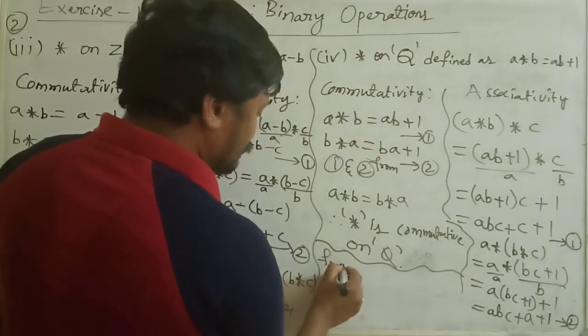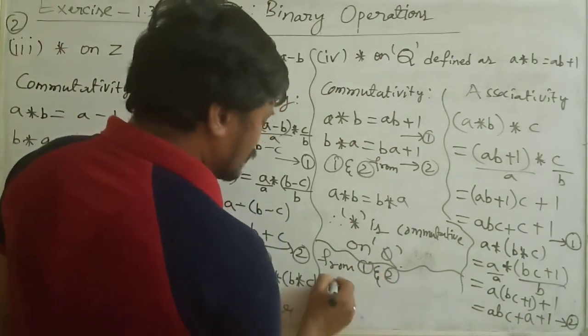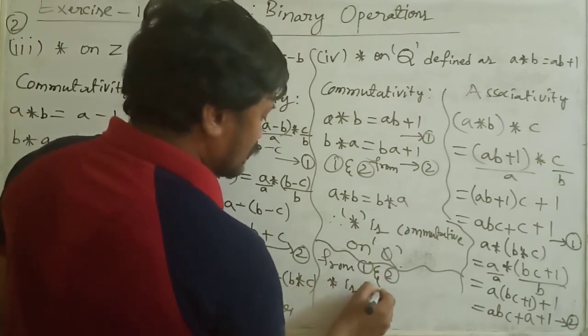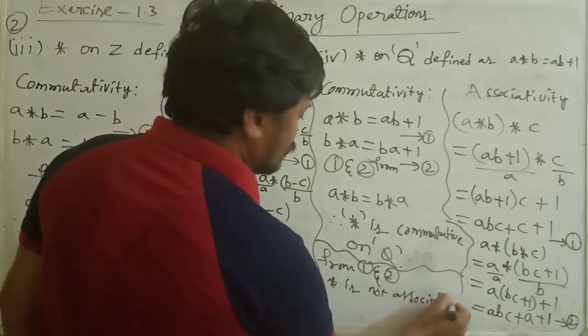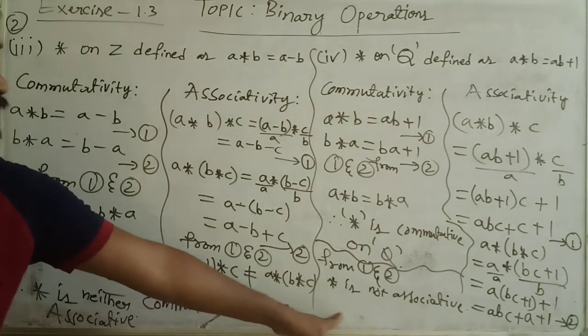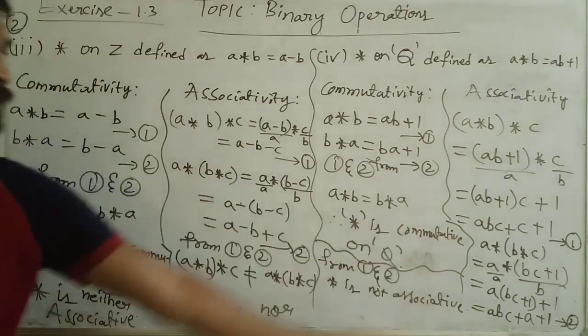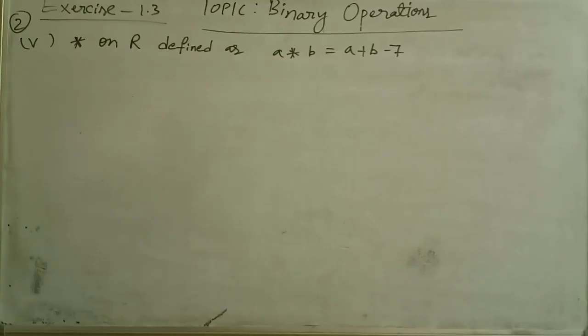So here from 1 and 2, star is not associative. So at last you write, therefore star is commutative but not associative. So that is about your third and fourth. Let's move on to the fifth.